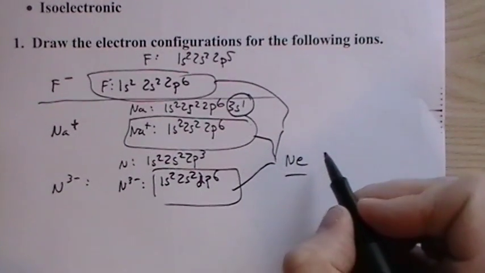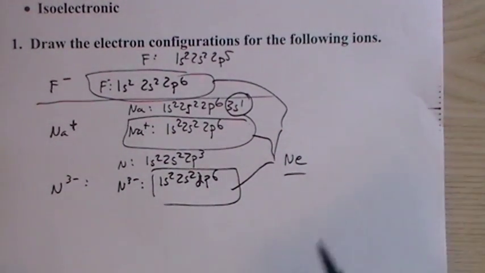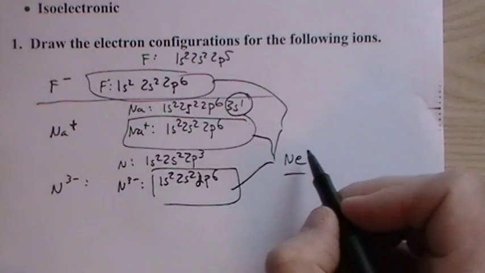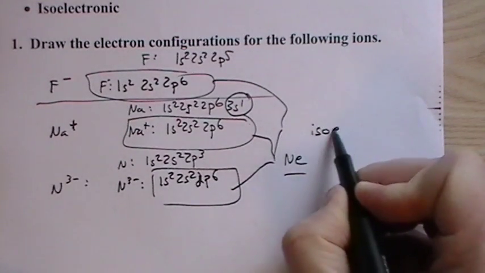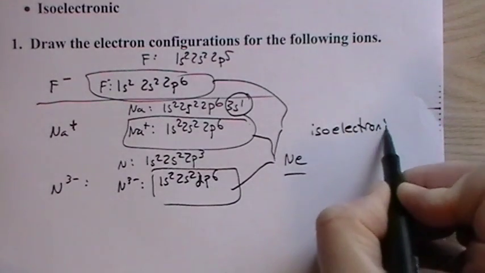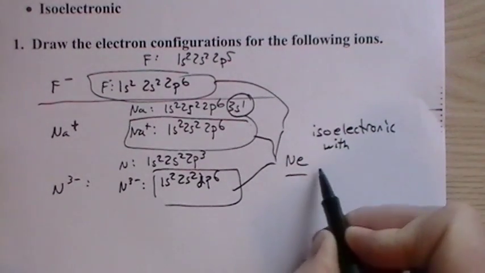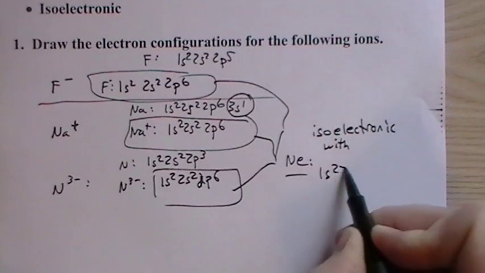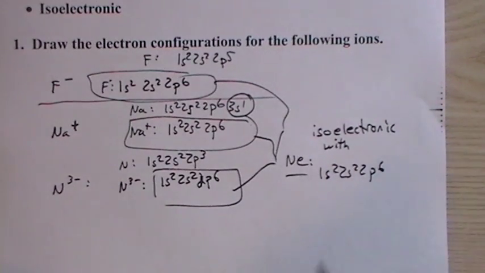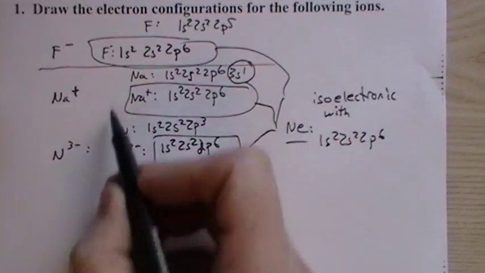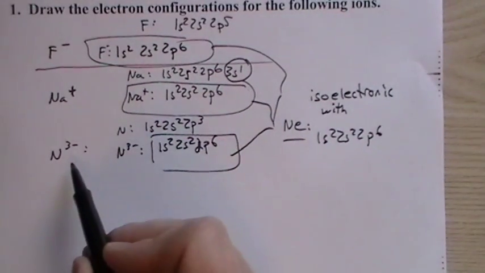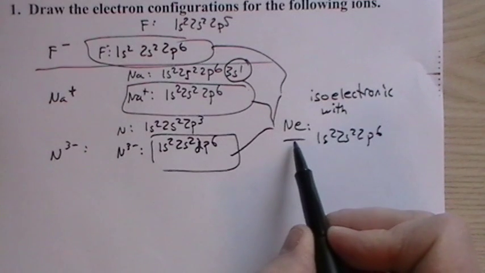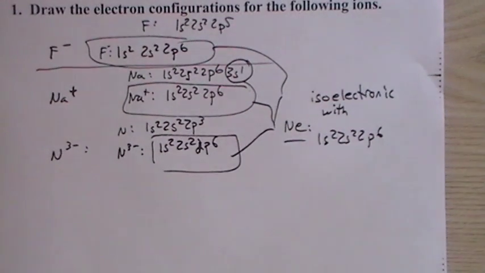And though I'm giving the answer away for the last page, or I think a couple of lectures from now, these are isoelectronic with neon. Neon, the neutral atom, has the same electron configuration, and any element can be made into an ion that will be isoelectronic with neon. Some of them would be very, very unstable.